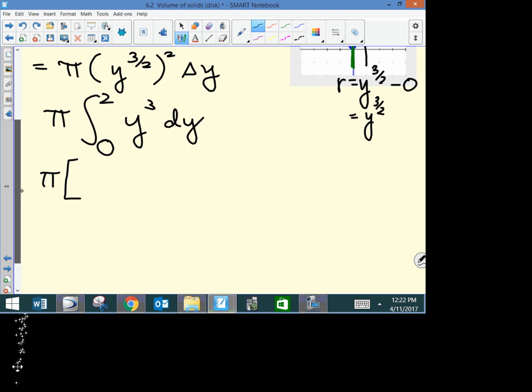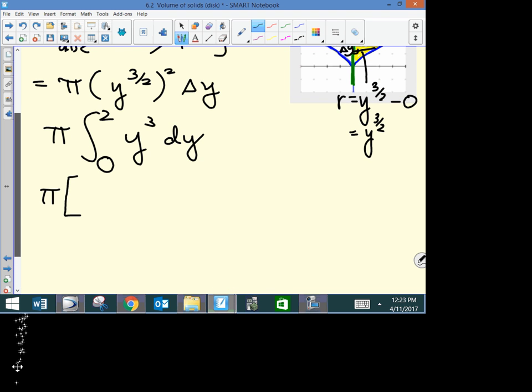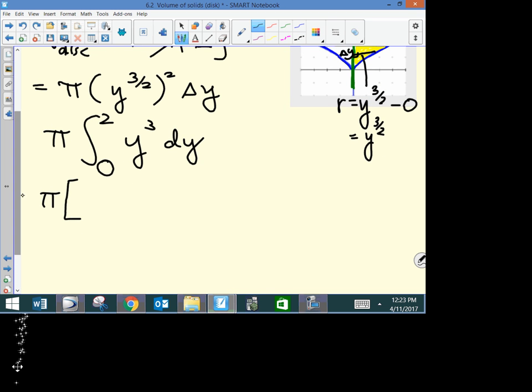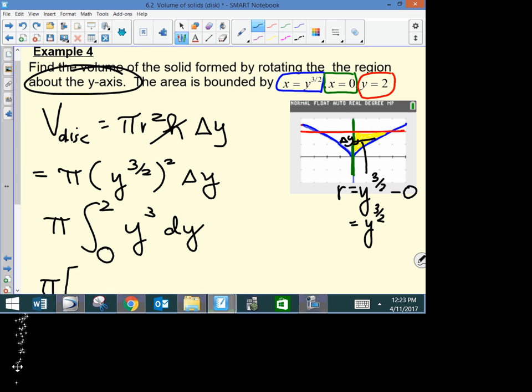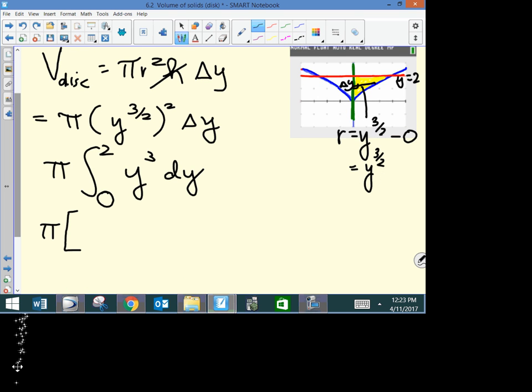I knew it was 2 up here, because this is the equation y is 2. But you could, well, no, that's if you wanted x.